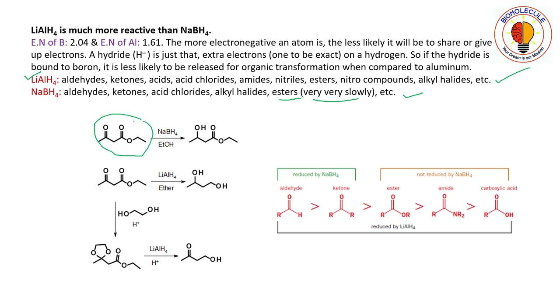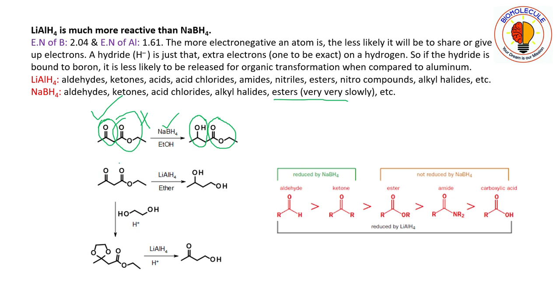Now you see this compound. This compound contains two carbonyl groups: the first one is a keto group and the second one is an ester group. Now we are giving sodium borohydride in ethanol. Sodium borohydride cannot reduce the ester, but it can reduce the ketone to a secondary alcohol. So in the final product we get a secondary alcohol and an ester.